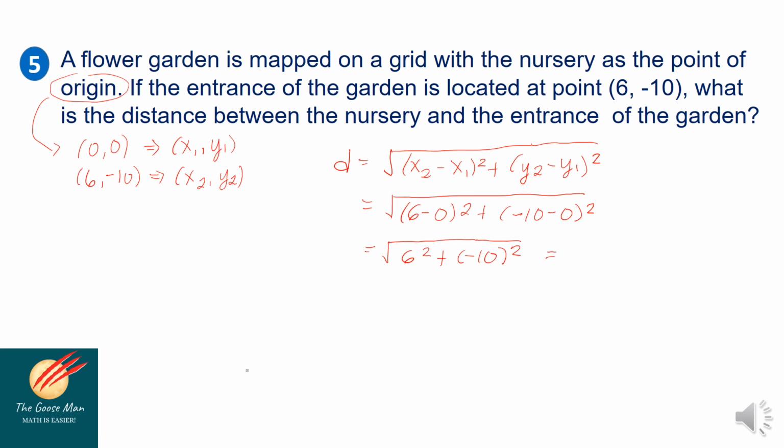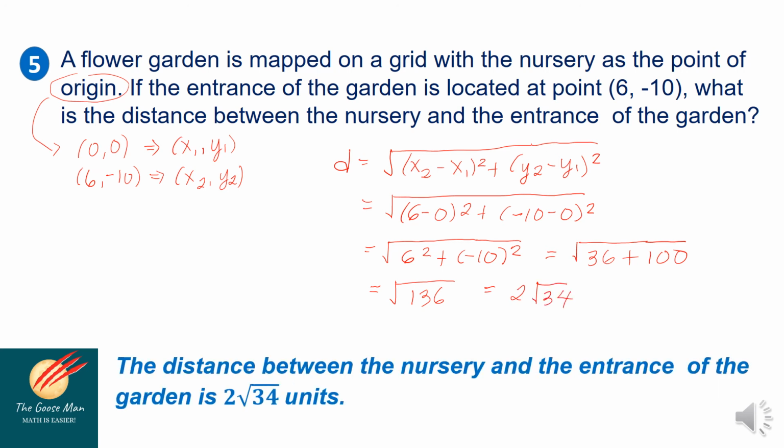So we have the square root of 6 minus 0, which is 6 squared, plus negative 10 squared. Simplifying it further, we have the square root of 36 plus 100. This is equal to the square root of 136. Simplifying it further, we have 2 square root of 34. Therefore, the distance between the nursery and the entrance of the garden is 2 square root of 34 units.